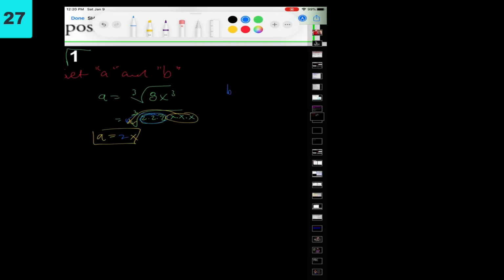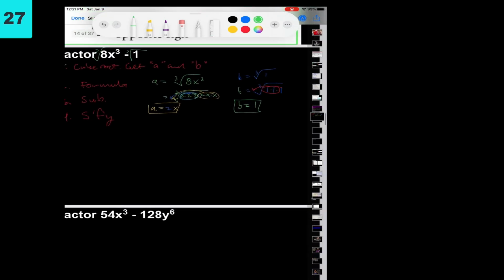Let's basically do the same thing for this other one here. So b equals the cube root of 1. 1 can be broken down as 1 times 1 times 1. There's 3 of them there, so they can come out here. And basically what you have is b equals 1. Okay, so that's how you find your a and your b.